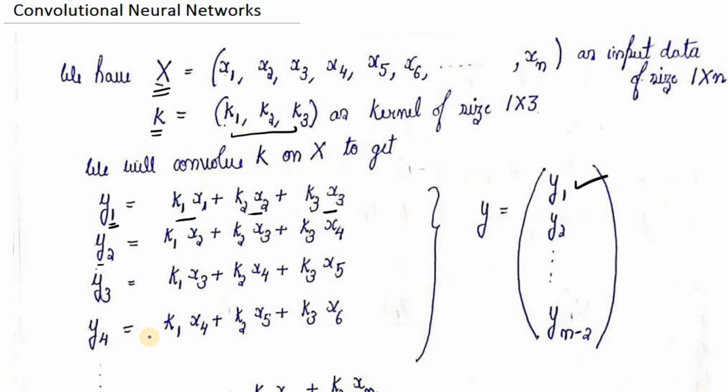We calculate y2. Over here we consider a stride of 1, which means that first we consider x1, then we just move a step ahead and start with x2. So y2 will be k1 x2, k2 x3 and k3 x4. Starting from x2, the next 3 elements of the vector x are considered, x2, x3 and x4, and then we do the dot product of k with the 3-element subvector considered.